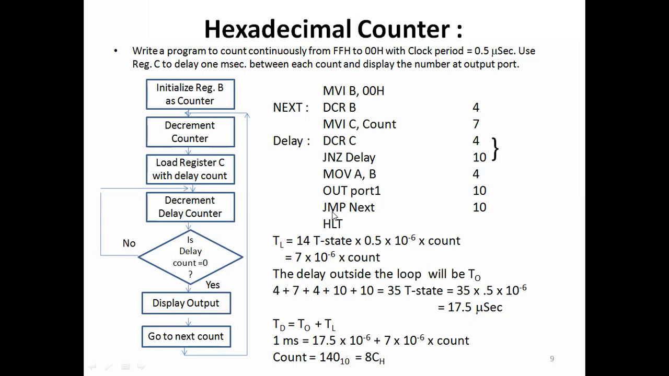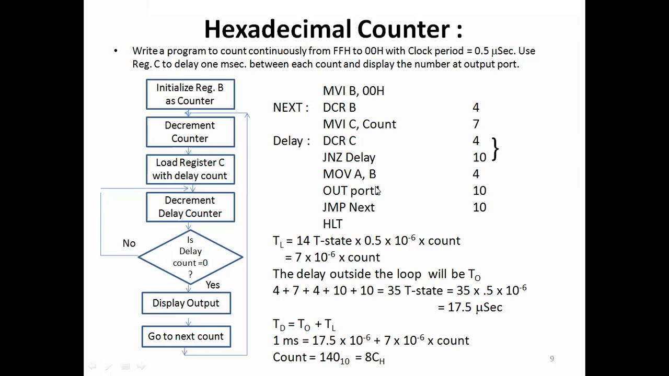And then we are saying jump next. So it will jump next and come over here. Whenever it comes here, it is again going to decrement B. Now the previous value of B is FF. Now it will be decremented by 1, so it will become FE. Again, C will be loaded with the count value, and again we will be in a loop to create a 1 millisecond delay. And when the 1 millisecond is created, the content of B will be loaded into A and then sent to the output port.